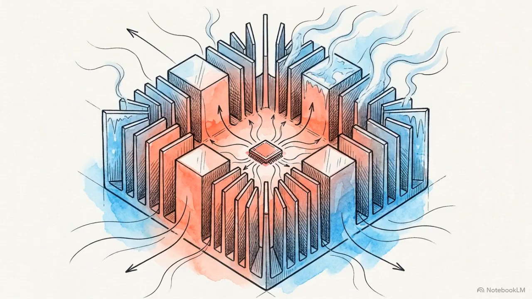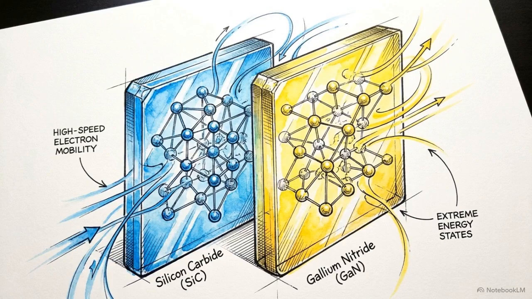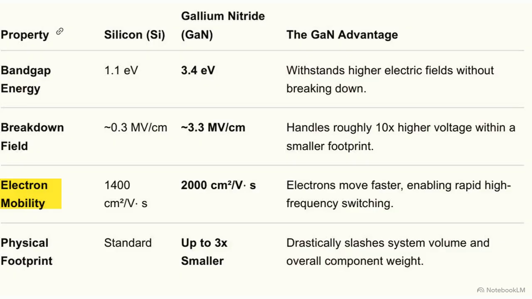To break past the limitations of silicon, the electronics industry is moving to wide bandgap materials, specifically silicon carbide and gallium nitride. This table compares standard silicon to gallium nitride. Notice the electron mobility row. Electrons move faster through GaN, allowing vastly higher switching frequencies with near zero power loss. Moving up, these materials possess higher band gap energy. Silicon carbide leverages this to withstand extreme voltages and temperatures without failing.